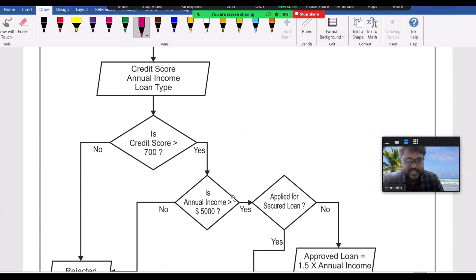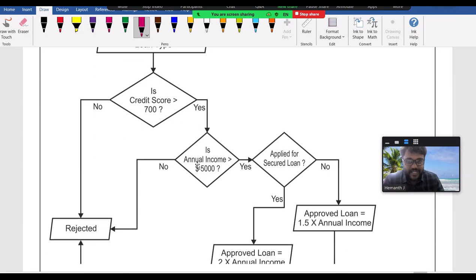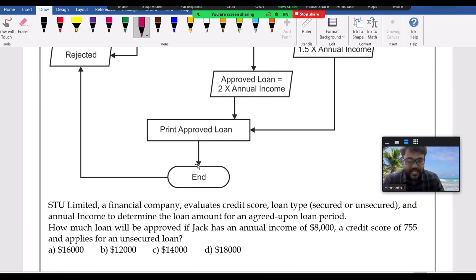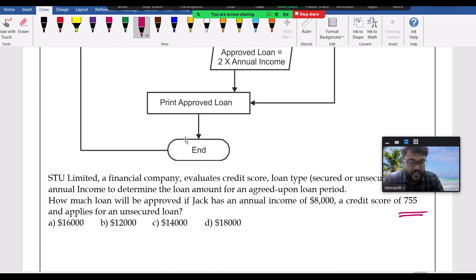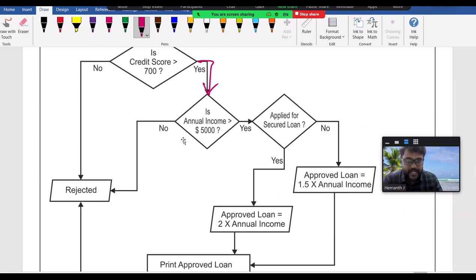Next one, again, this is regarding loan. First, they'll check your credit score and annual income and loan type, all this stuff. So, first thing, credit score. Credit score for this candidate is 755. It's greater than 700. Yes, credit score. Next, annual income. Is your annual income greater than $5,000? Yes, my annual income is $8,000. I can go here.